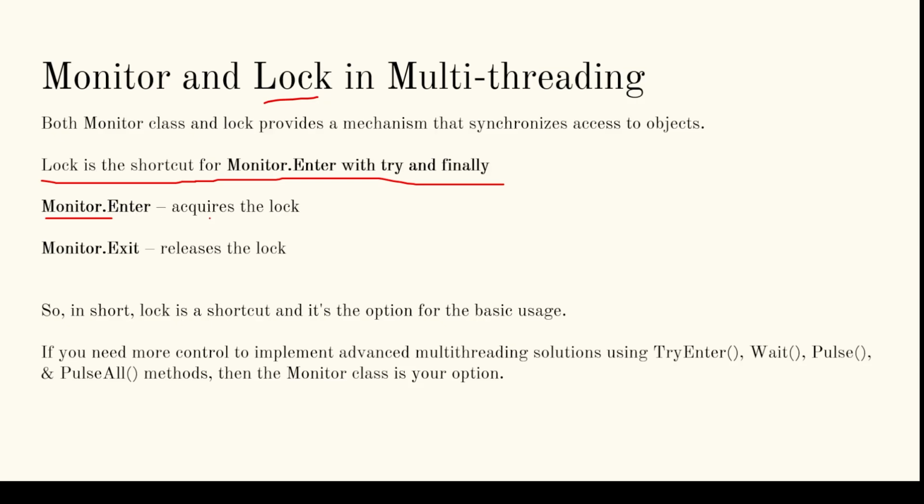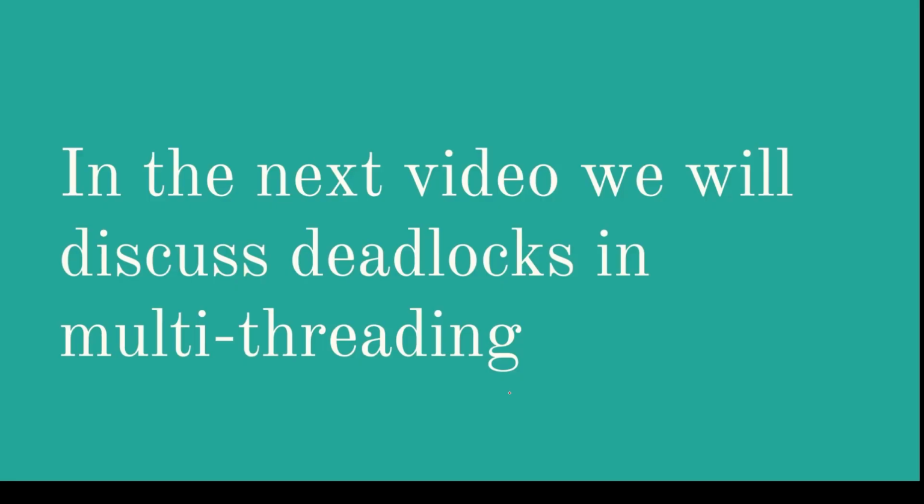Monitor.Enter we use to acquire the lock, and Monitor.Exit we will use to release the lock. In short, we can say lock is a shortcut, right? And it is the best option to use when you have very basic usage. But if you want more control, you want to use TryEnter, Wait, Pulse, and PulseAll kind of methods. For this, you can use the Monitor class, because the Monitor class gives us the flexibility that we don't have when using the lock keyword.